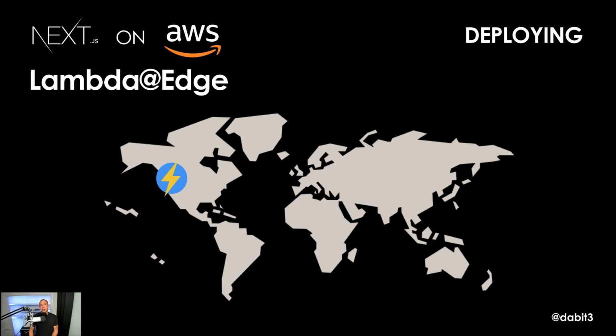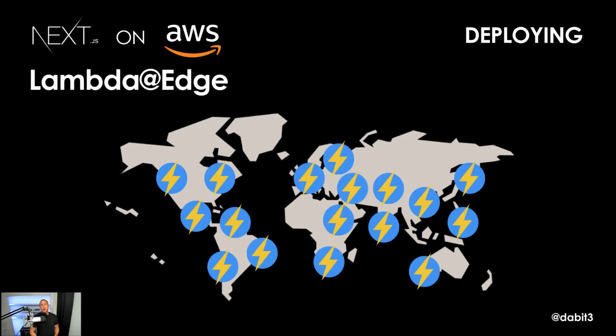In this case, it would be deploying a Next.js app with something like an API or an SSR route. And then Lambda Edge will automatically replicate that function across all of the different edge locations, over 200 edge locations around the world. And then when the user makes a request to the site, it's going to serve the function from the closest location to the user.